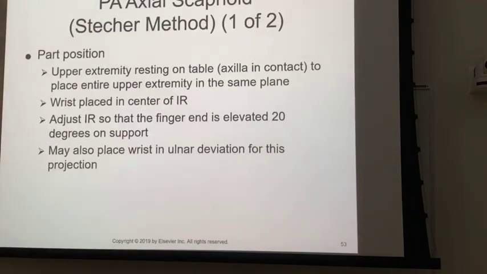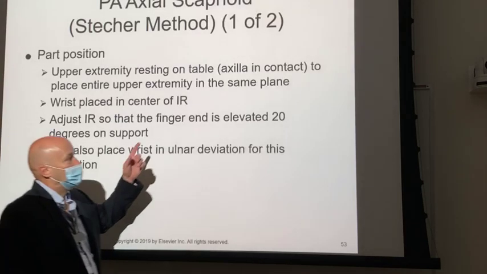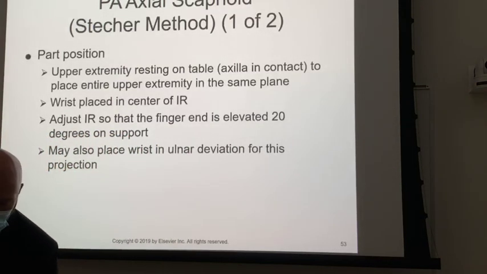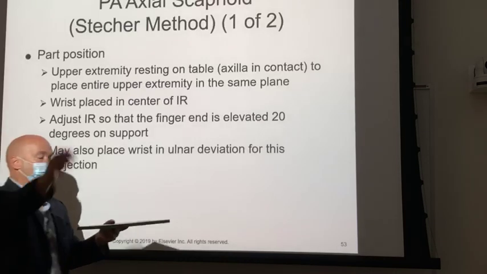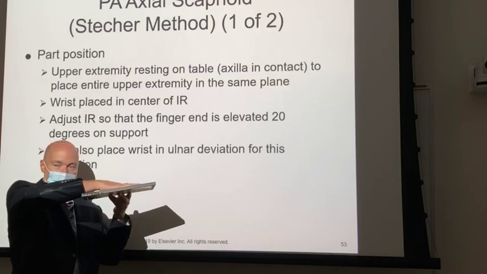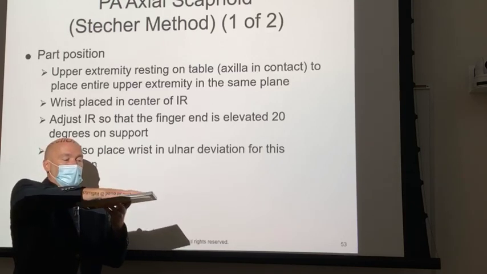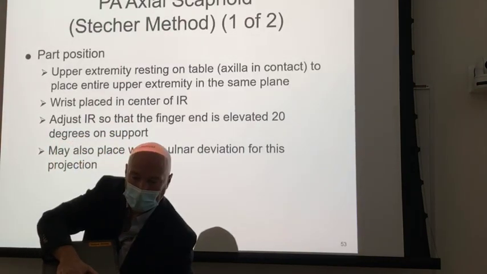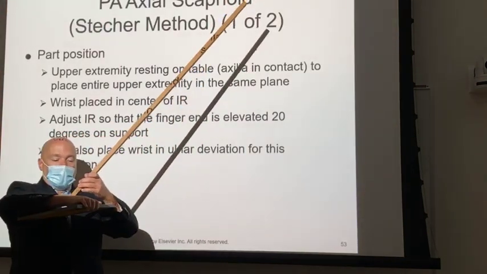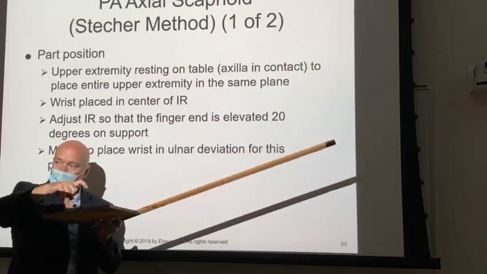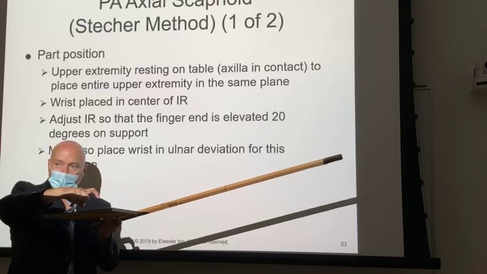The Stecher method is a PA of the wrist with a 20-degree cephalic angulation. All right, and you can accomplish this in a couple different ways. The most common thing to do would be to have the patient put their hand flat on the image receptor, and then angle the central ray 20 degrees in this direction, and what we're trying to do is get the central ray more perpendicular to that distal portion of the scaphoid that's already at an angulation like that.